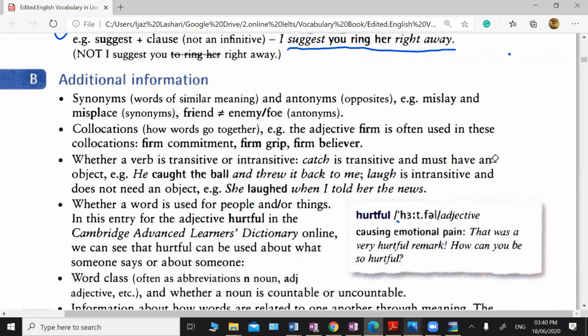Like we gave the example. Can you give me an example of intransitive verb? She laughed. She cried. She clapped. She smiled. Something like that.